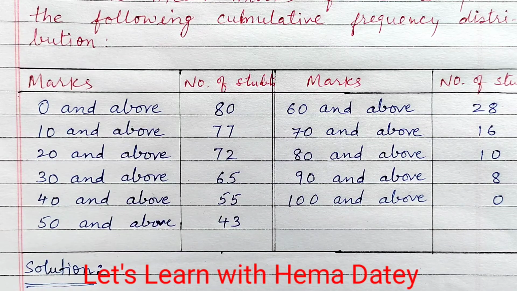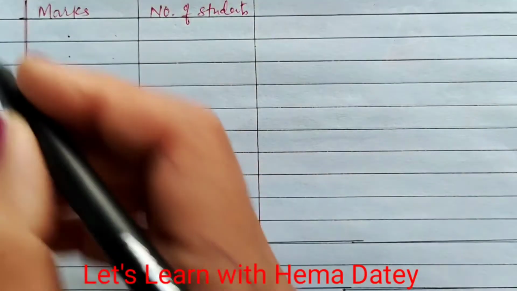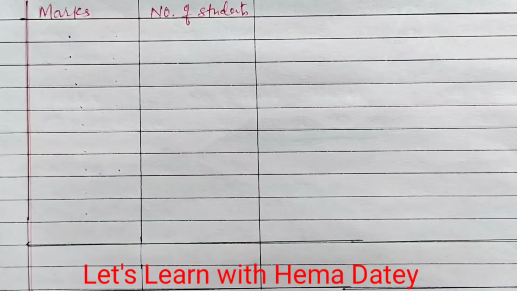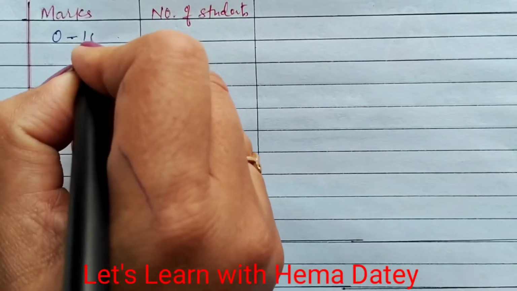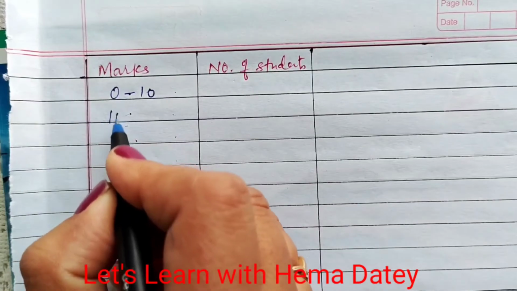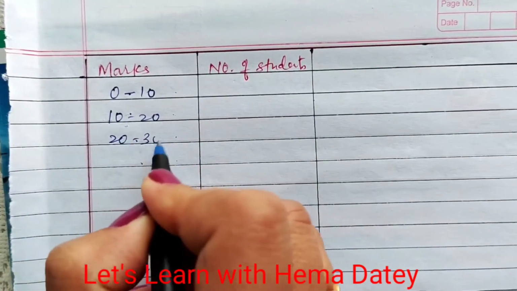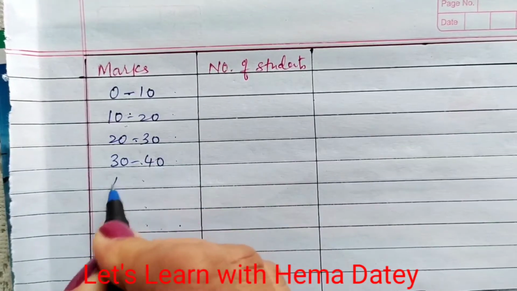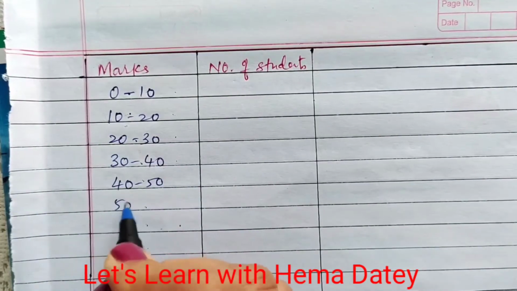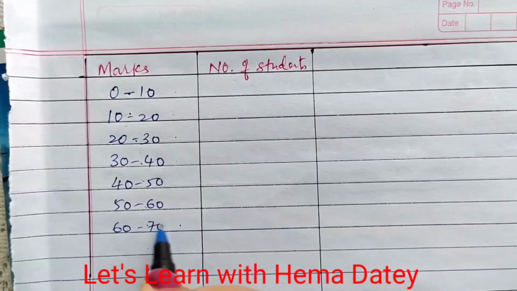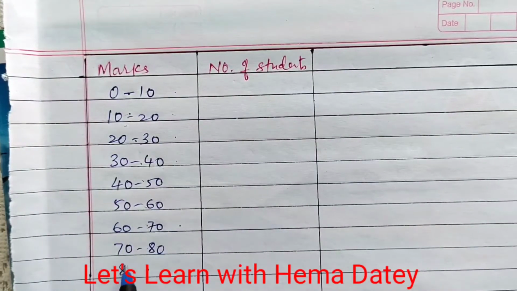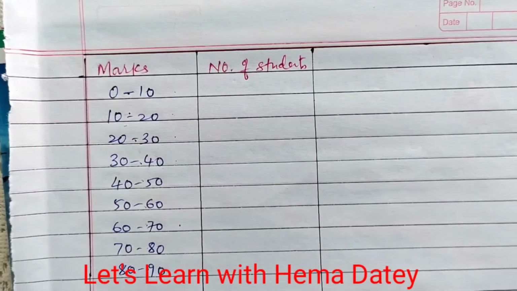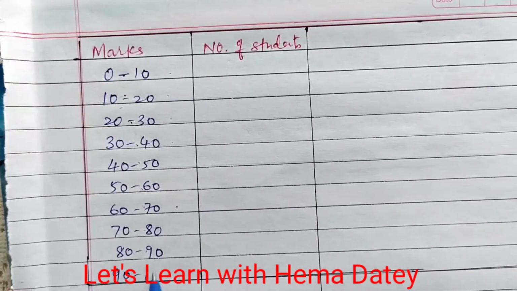Here in this question, we are given a cumulative frequency distribution. So first of all, we'll convert it into an ordinary frequency distribution. Let's see how to do it. Here I am making intervals from 0 to 10, 10 to 20 like this: 0 to 10, 10 to 20, 20 to 30, 30 to 40, 40 to 50, 50 to 60, 60 to 70, 70 to 80, 80 to 90 and 90 to 100.